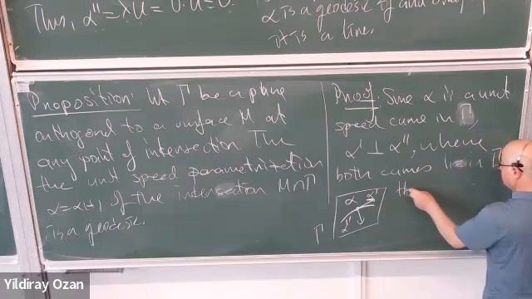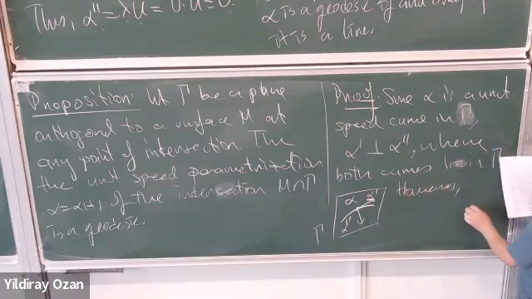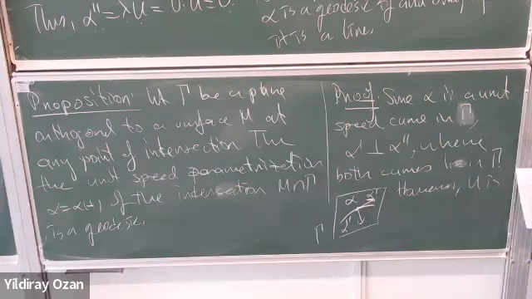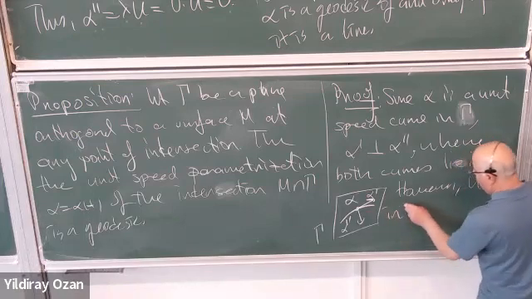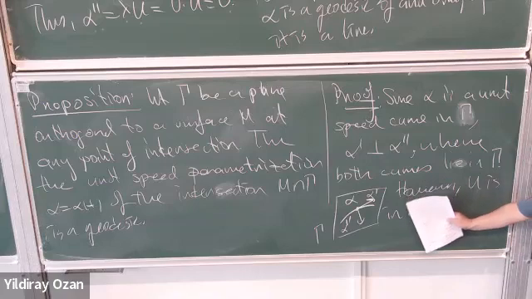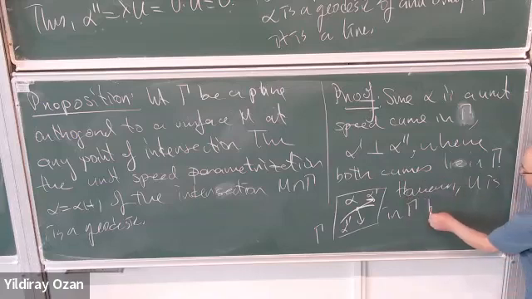However, U is in gamma. Why is that? Because my surface and the plane are perpendicular to each other. So the normal direction of the surface should lie inside gamma by assumption.